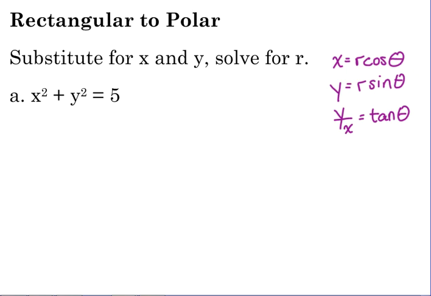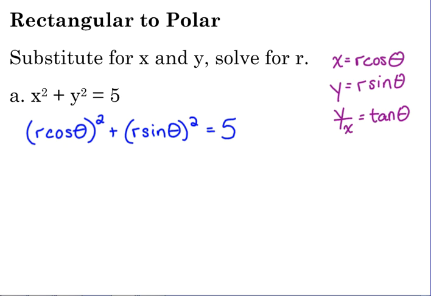So we are going to substitute r cosine of theta for x. Now notice x is squared, so we need to put r cosine of theta in parentheses. Same thing with the r sine of theta that we're substituting for y. Now we don't mess with the 5. 5 is just a number. 5 is just a constant. It doesn't have an x or a y, so we can leave it. Okay? We're only trying to get rid of x and y. Okay, so we replace them with what they're equivalent to in polar form.